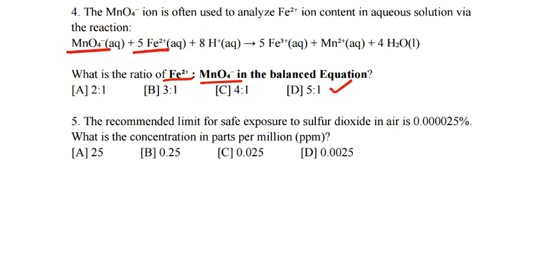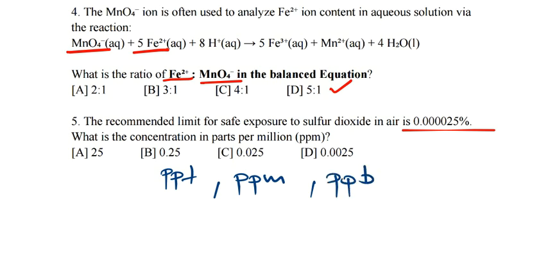Now question 5. The recommended limit for self-exposure to sulfur dioxide is that should be exposed that much. What is the concentration in parts per million, ppm? So this is just requiring you to determine what actually you're talking about. So we use these units like ppt, ppm, ppb, just to help us understand the small values, because if I say 0.0000, you don't understand what that means. I know you know it's small, but it doesn't make sense to you, right? So these ones help us understand that.